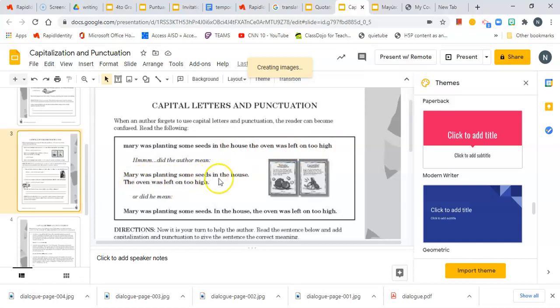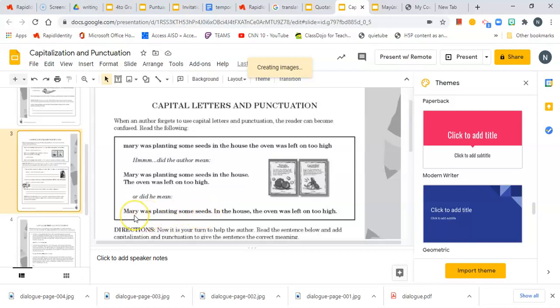Mary was planting some seeds in the house. The oven was left on too high. Okay, so two different ideas. We put a period there and a capital letter to start the next sentence. Or did the author mean this? Mary was planting some seeds.